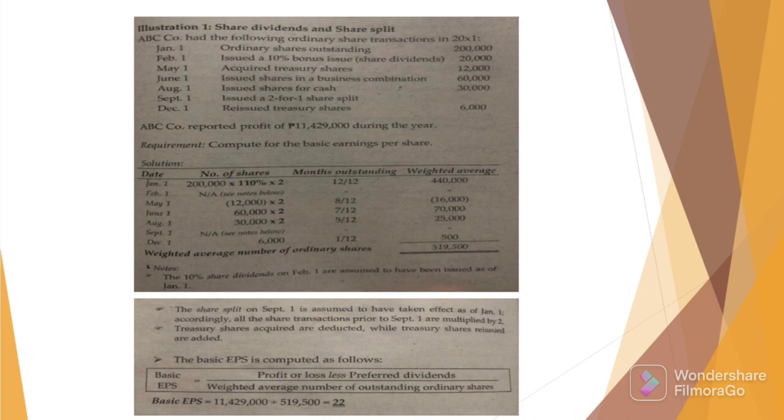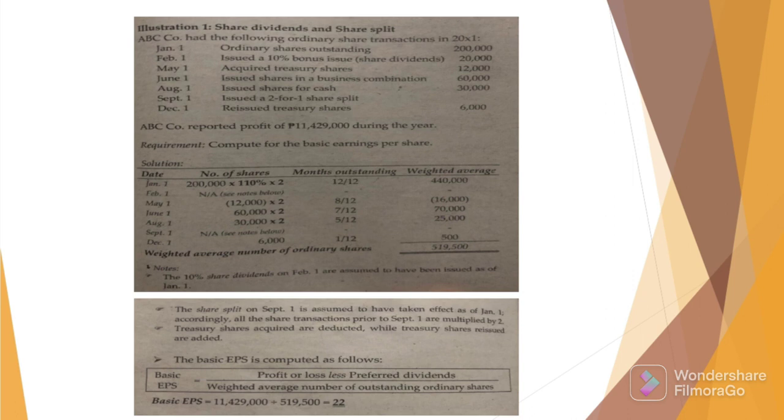So, 6,000 times 1 over 12 equals 500. So, para ma-total yung weighted average, papag-add din lahat ng nakuha natin from January 1 to December 1 is mag-equal siya dapat sa 519,500. Yun na yung weighted average number of ordinary shares natin.